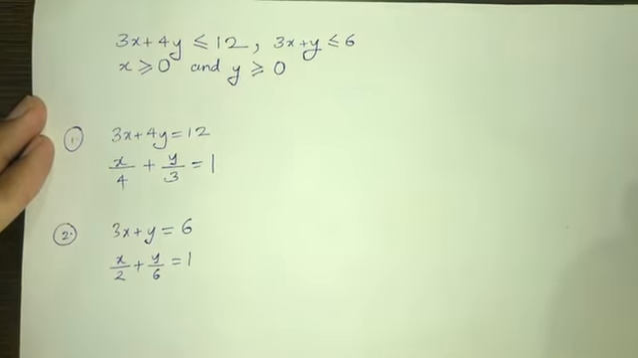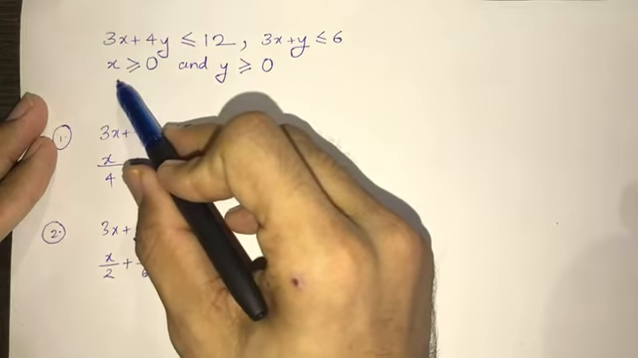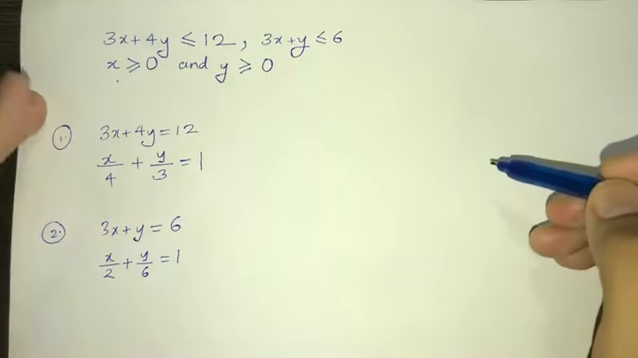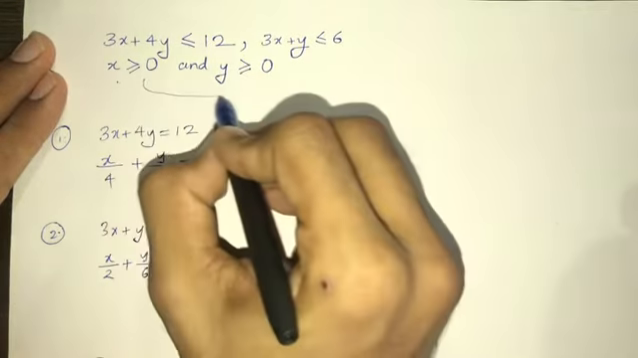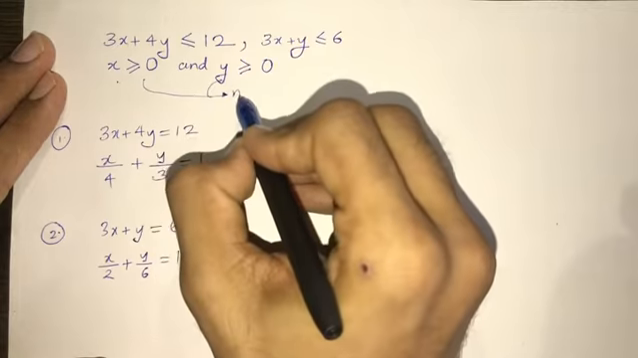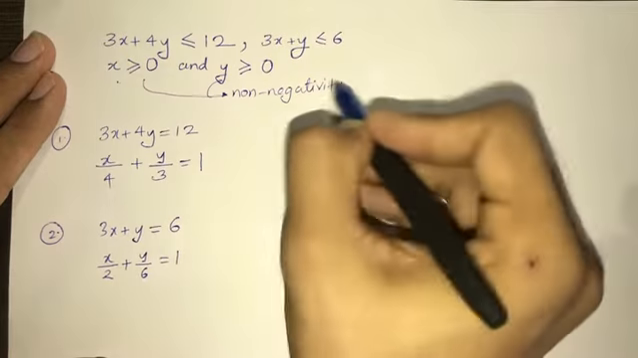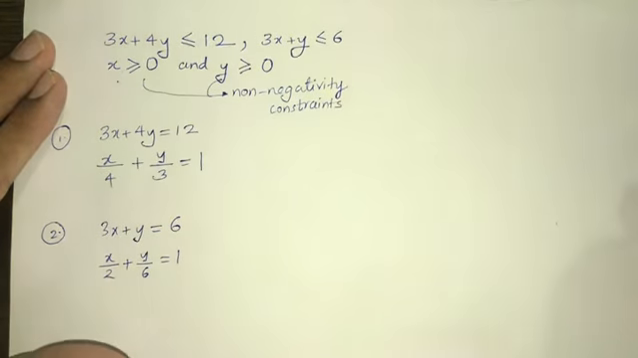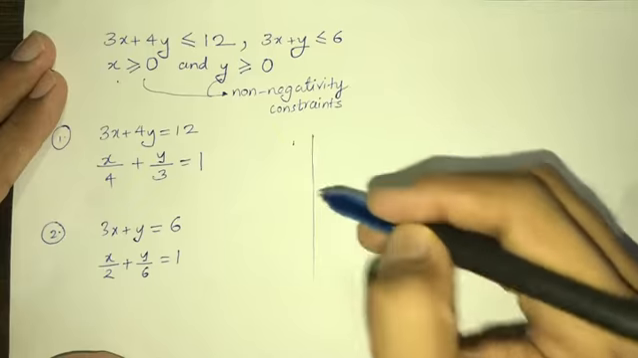Now, before coming to the inequalities, I'll be focusing on these two inequalities. One is saying x is greater than or equal to 0. The other is saying y is greater than or equal to 0. These are called non-negativity constraints. Why non-negativity constraints? This tells us the x coordinate and the y coordinate both should be positive, either greater than 0 or equal to 0.